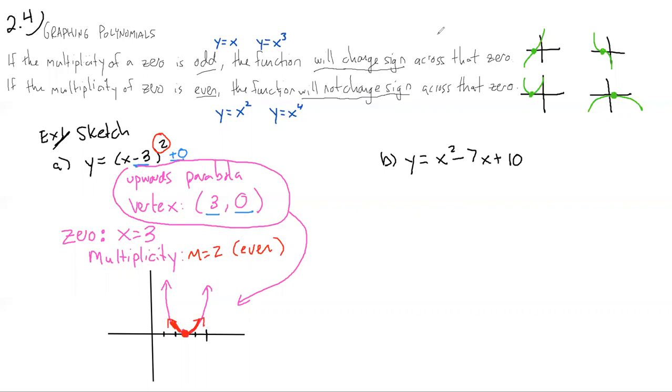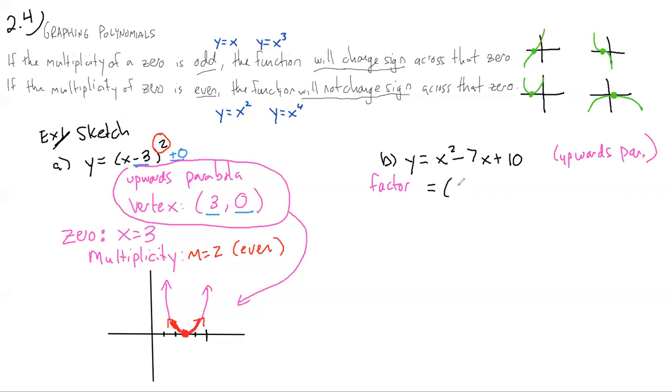So the second one, I'm not going to graph this by putting it in vertex form because I don't like that 7 in the middle. So I'm going to graph it by just doing the zeros. So I'm going to factor it to graph. I do know that it's an upwards parabola because of the positive x squared. So I'm going to factor.